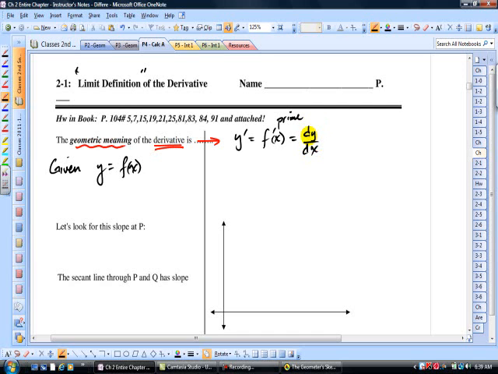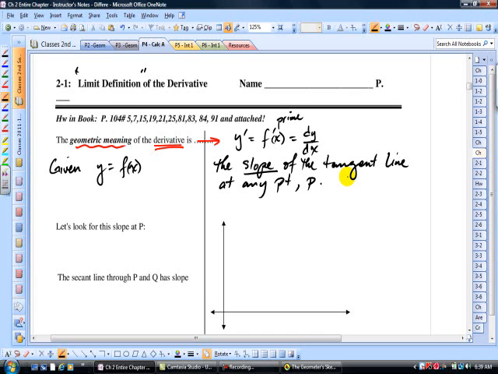We have three different ways to write the first derivative: y prime, f prime of x, and dy dx, or the derivative of y in respect to x. The geometric meaning of the derivative is the slope of the tangent line at any point P.